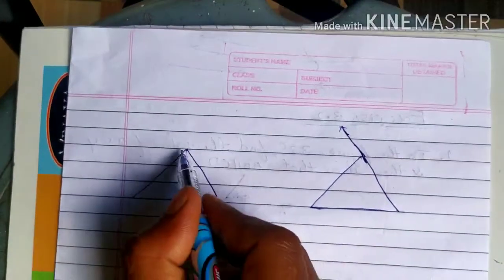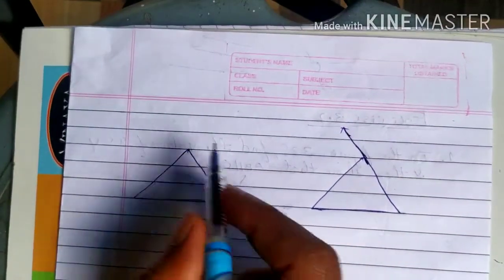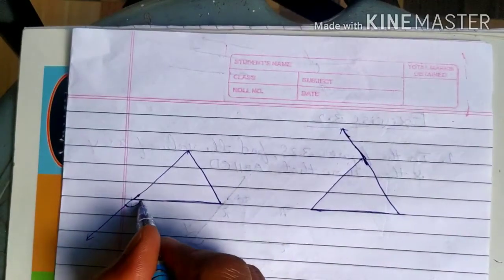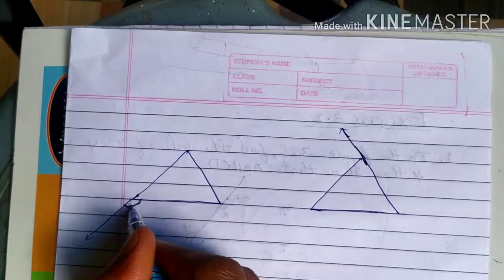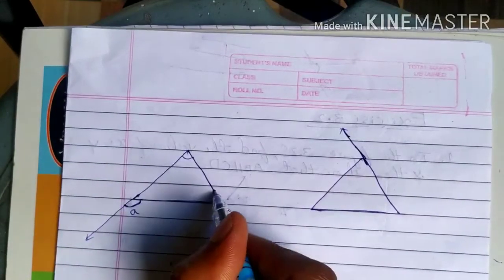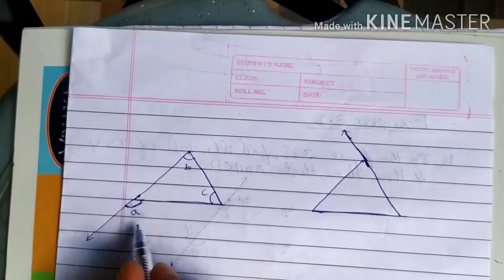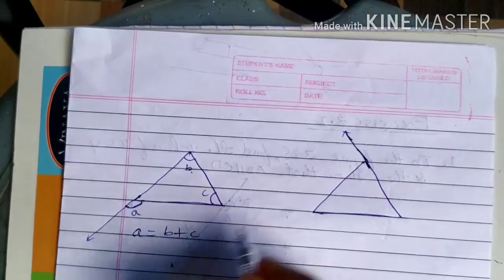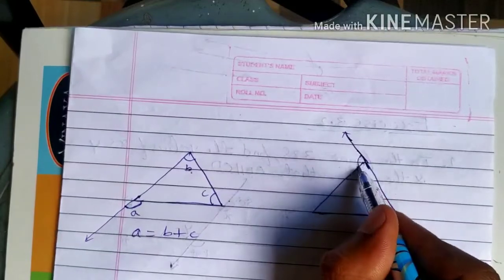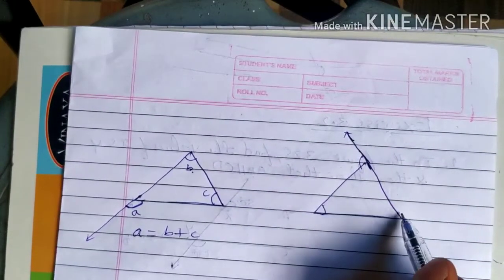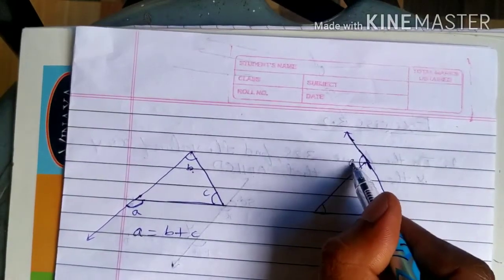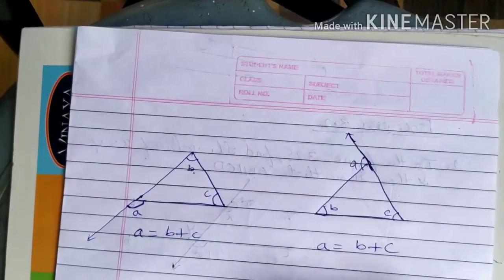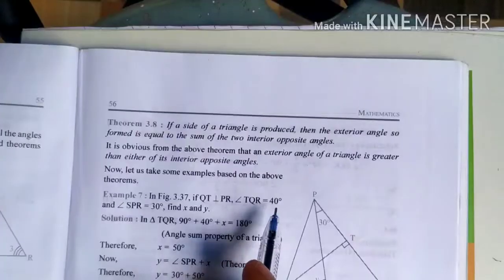That is, if you consider one more triangle and extend in this direction, okay, any direction you can extend, then this angle, angle A, if I consider, this angle is equal to the sum of these two angles, B and C. So angle A is equal to angle B plus C. Similarly, if I extend here, this angle is equal to the sum of these two angles. If this is A and B, C, then A is equal to B plus C. Okay, so this property you should know.